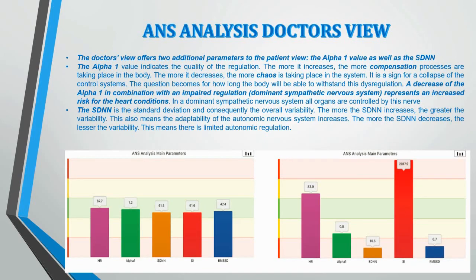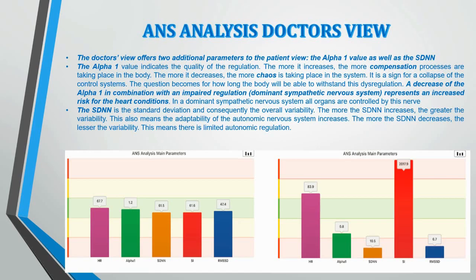And here we have it, the doctor's view. The doctor's view offers 2 additional parameters, as you can see, compared to the patient view. So you get also the alpha 1 value as well as the SDNN. And the alpha 1 value indicates the quality of the regulation, as we've discussed already.